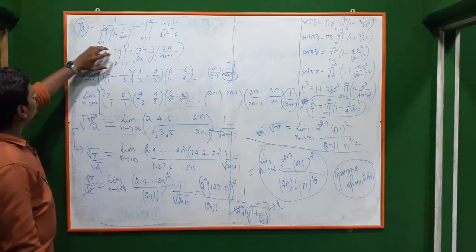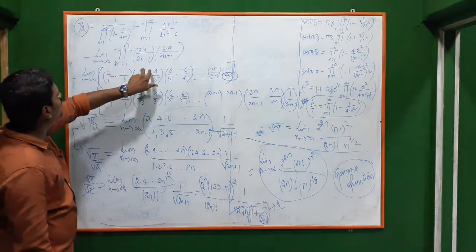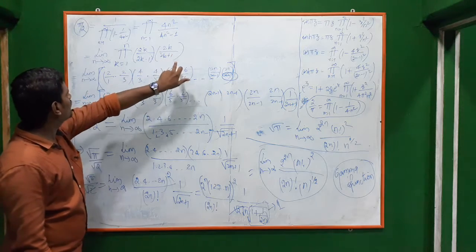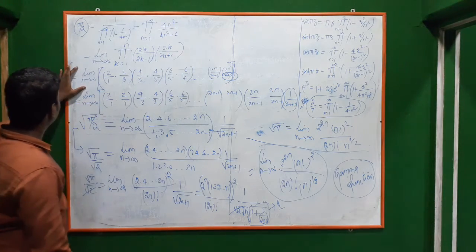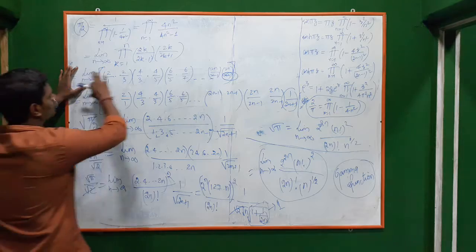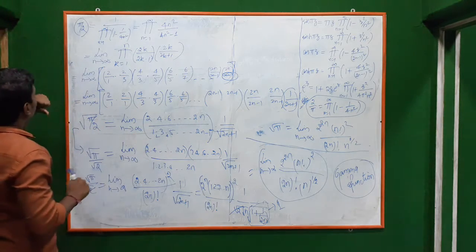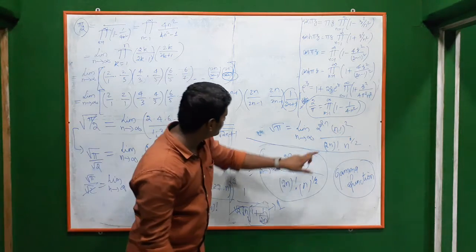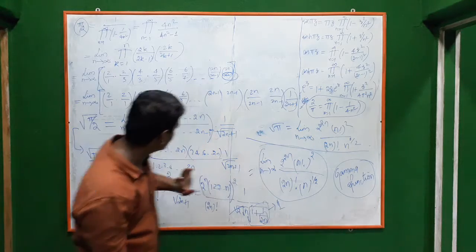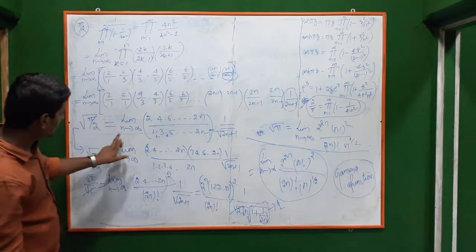So that you can write as limit, the finite product, 2k by 2k minus 1, 2k by 2k plus 1. So limit n goes to infinity, this will be there. Okay. So actually we have to prove that, I didn't write that. We have to prove this, isn't it?